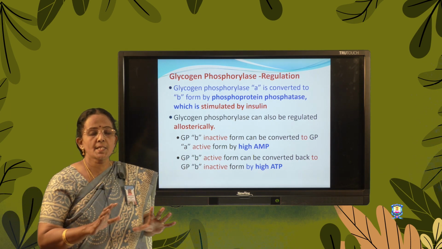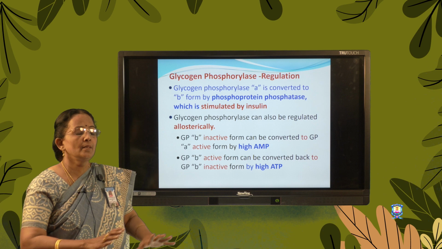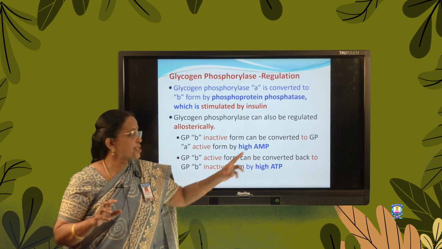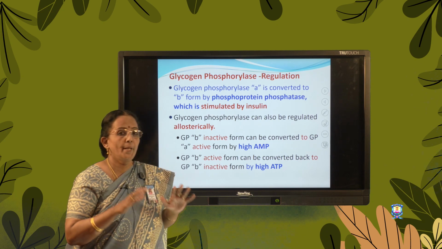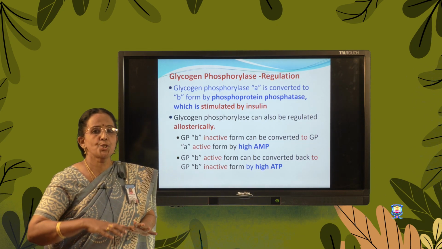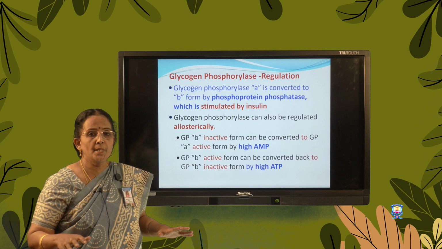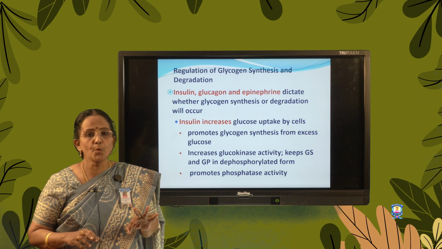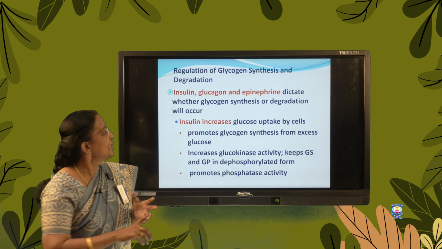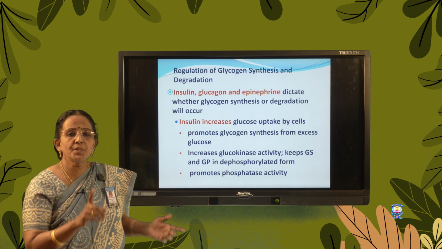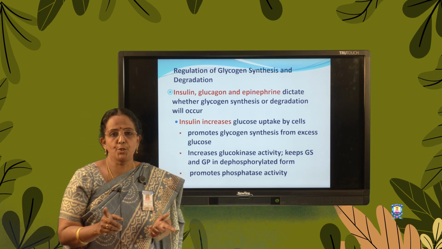Whenever energy status of the tissue is high, what will happen? Breakdown will not occur. When high AMP is there, that is tissue energy status is less, breakdown will take place. When the high ATP, that is energy status of the tissue is high, breakdown will not take place, instead synthesis will take place. And all this job is done by 3 hormones, glucagon, epinephrine and insulin. They will dictate whether glycogen synthesis must take place or glycogen breakdown must take place.